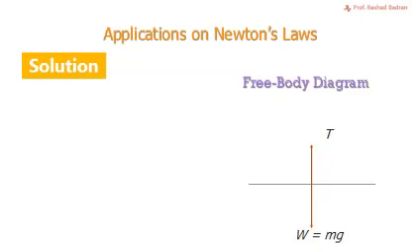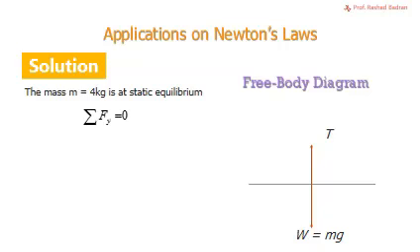Now, by using the free body diagram, as long as the body is in static equilibrium, the resultant force acting along the y-axis is equal to 0, and we have tension upward and the weight mg downward. Then we have, in this case, T equal 39.2, that is the product of the given mass and the acceleration due to gravity. And the problem here is solved.